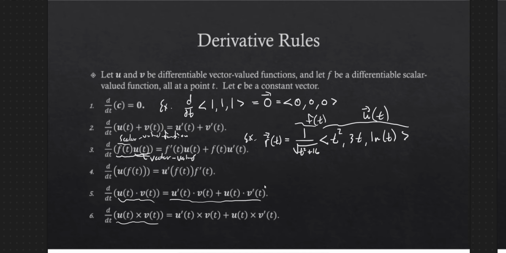We get out a scalar, right? The output of this should be a scalar-valued function, because remember, dot products take 2 vectors and output a scalar.